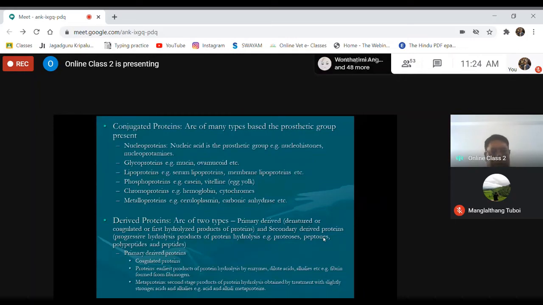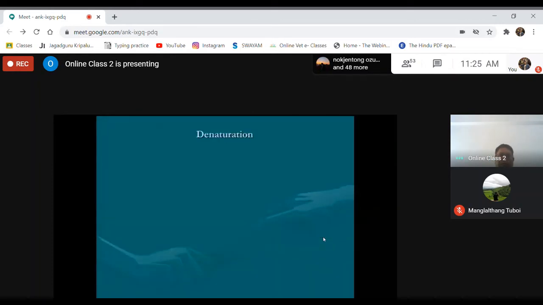Metaproteins. So, second stage metaproteins. These are the second stage products of the protein hydrolysis, obtained by treatment with slightly stronger acids and alkalis. That is acid and alkali metaproteins.